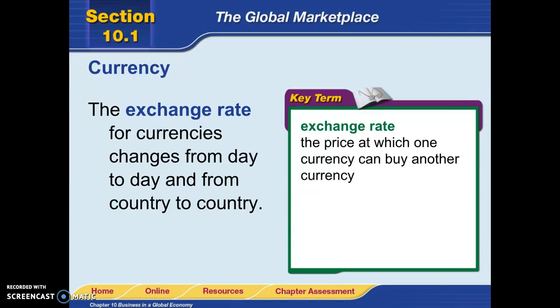Now the exchange rate is the price at which one currency can buy another currency. These fluctuate depending upon the value of the US dollar and how it relates to other currencies around the world in terms of value. They change from day to day and from country to country. The exchange rate has to be monitored when it comes to global trade.